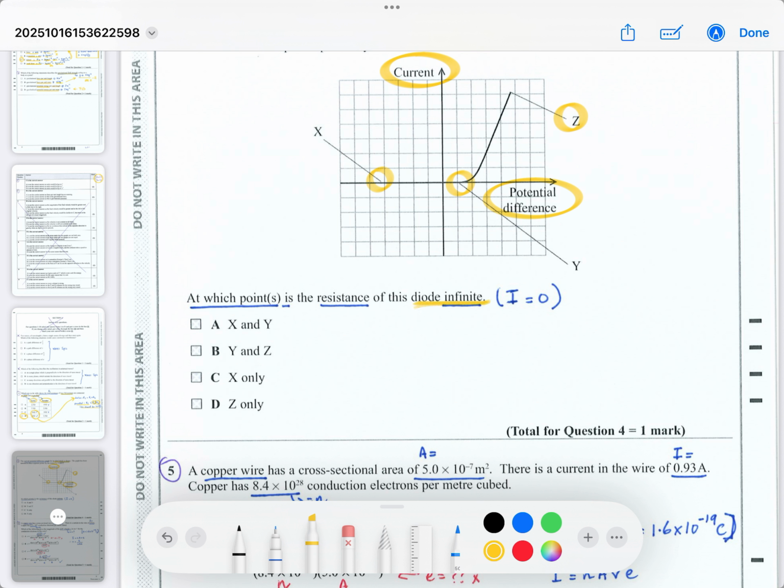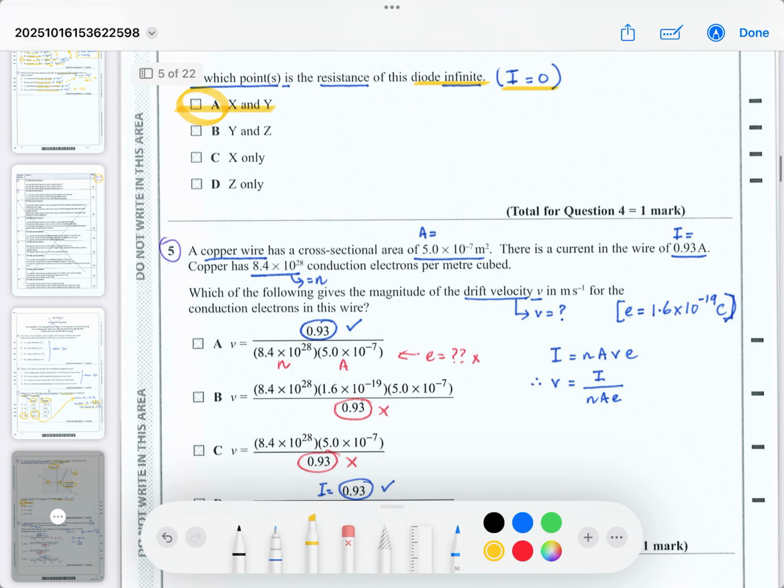Well, if the resistance is infinite, then the current will be 0. So at which 2 points is the current 0? The answer is X and Y, so the answer has to be A. And you don't need to look at the others. If it's not 0, it means the resistance isn't infinite. If there's any current, it means the resistance must be below infinity, whatever its value will be.